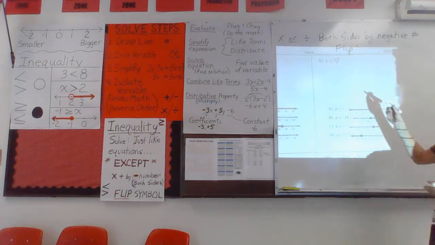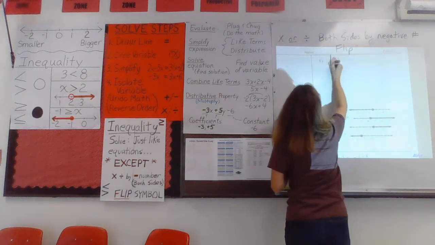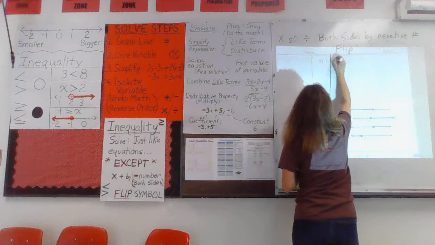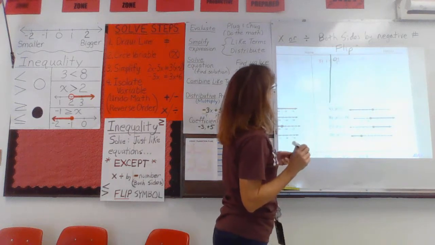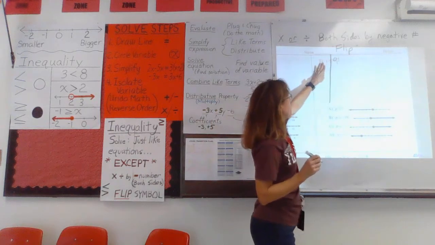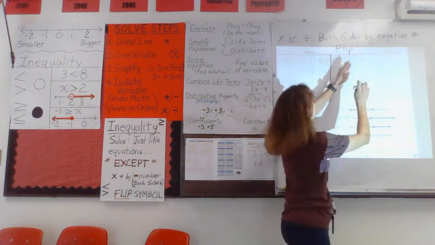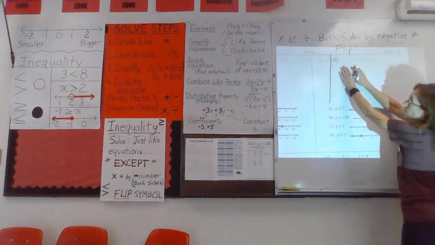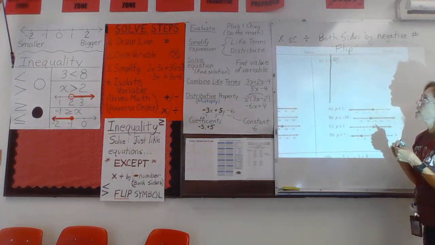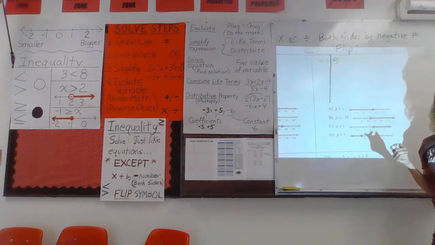Here's the problem. Draw a line through the inequality symbol. Circle the P. There we go. Now, I checked for simplifying. Nothing to simplify on the left. Looked at the right, no like terms, nothing to simplify on the right-hand side, no parentheses. So I'm ready to start undoing operations.